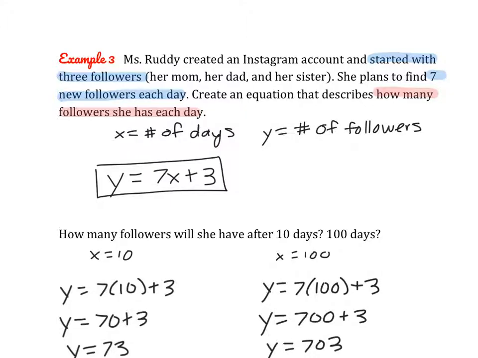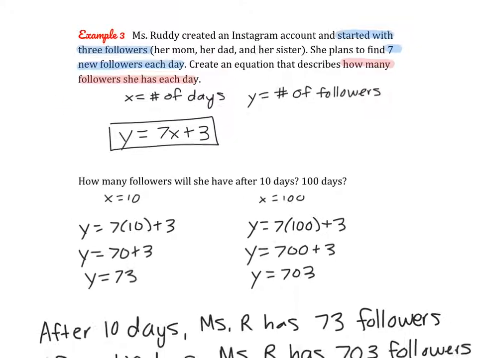All right, let's go ahead and check. So here, X is going to represent the number of days because that's the only thing that we can pick and choose. And Y is going to represent what we're trying to find, which is how many followers Miss Reddy has. So if we create the equation, we should get Y equals 7x plus 3 because this number is how much change we have multiplied by the number of days. And this number represents the starting value, which was 3 followers.